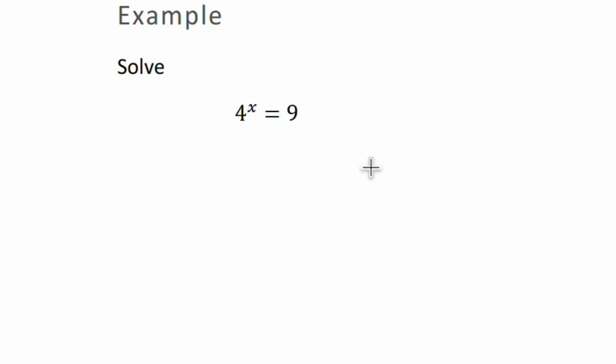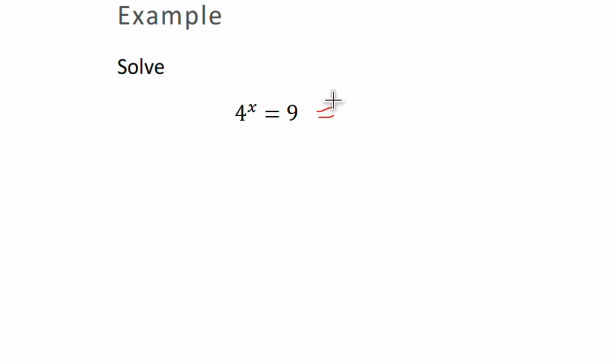Solving exponentials like this, 4 to the power of x equals 9. Now the problem here is we can't raise 4 to an integer power to get 9. And even if we take this to the base 2, we can't get up to 9. So this is where logarithms come in handy.